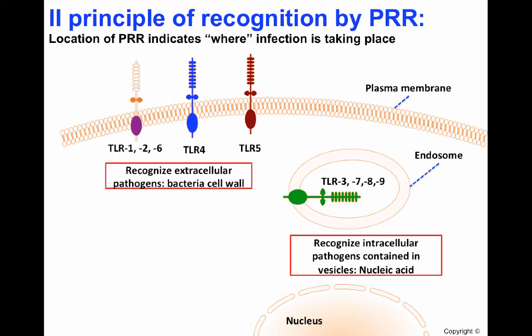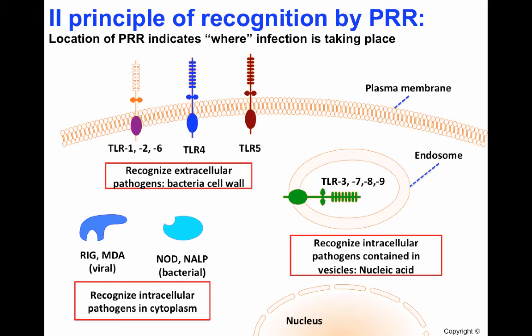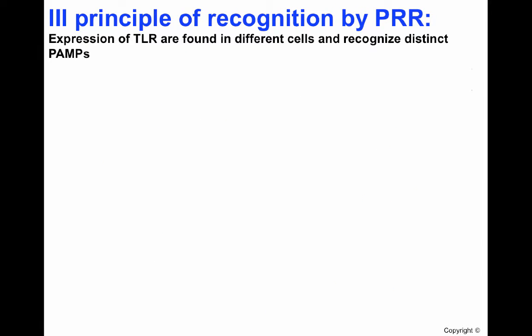PRRs are also found in the cytosol, and they include RIG, which recognizes viral pathogens, and NOD, that recognizes bacterial pathogens. These pathogens are intracellular and they manage to escape other PRRs, as well as infect the cells in the cytosol. PRRs are expressed in many innate cells, but its expression varies depending on the cells. In addition, each PRR recognizes different PAMPs.